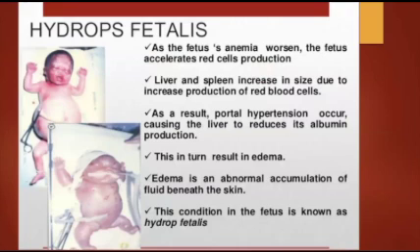As the fetal anemia worsens, the fetus accelerates red cell production. Liver and spleen increase in size due to increased production of red blood cells. As a result, portal hypertension occurs, causing the liver to reduce its albumin production. This in turn results in edema. Edema is abnormal accumulation of fluid beneath the skin, and we call this condition hydrops fetalis. So in hydrops fetalis, the baby is born with edema and a severe form of anemia.